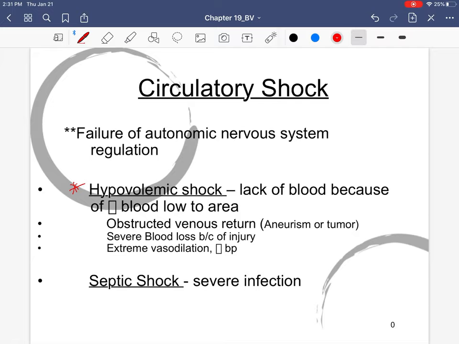The last thing I'm going to ask you to know is shock. So maybe you've heard of shock. Well, the type that I'm going to talk about right now is hypovolemic shock.